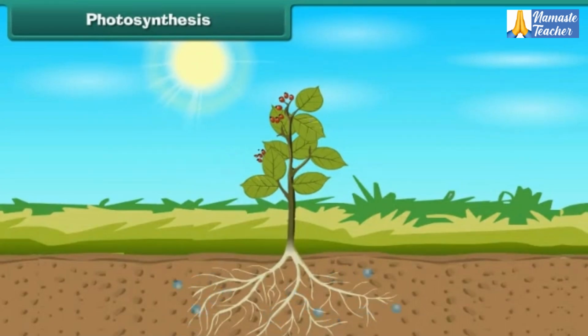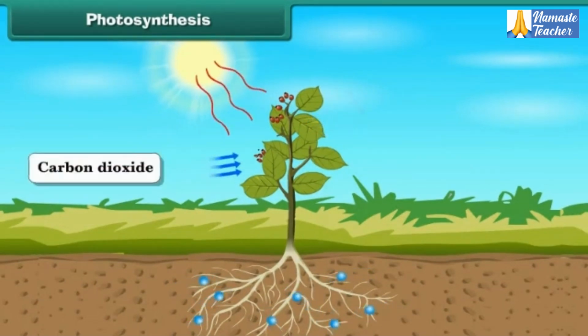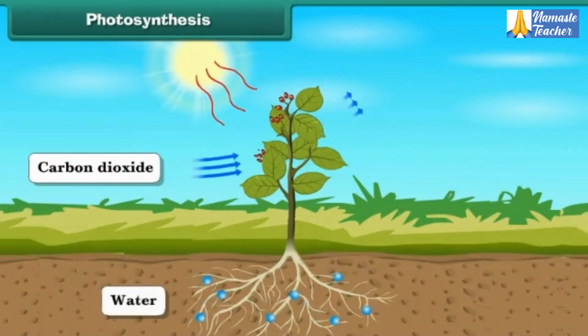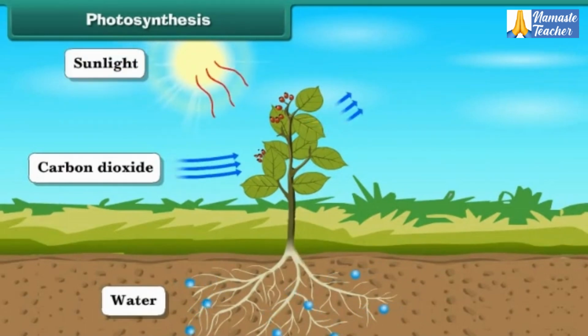Photosynthesis. Plants make food in their leaves by means of a process called photosynthesis. Leaves of a plant prepare food by converting the carbon dioxide absorbed from air and water absorbed from soil into glucose in the presence of sunlight. Oxygen is released during photosynthesis.